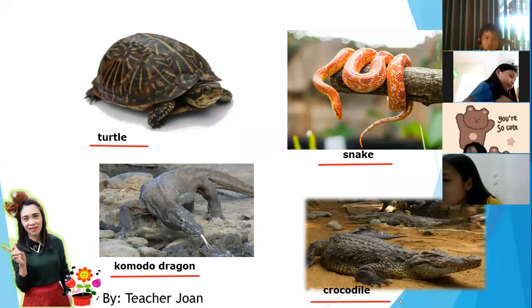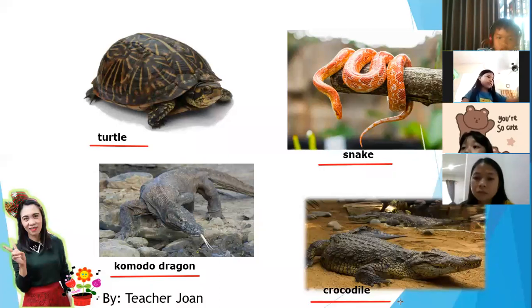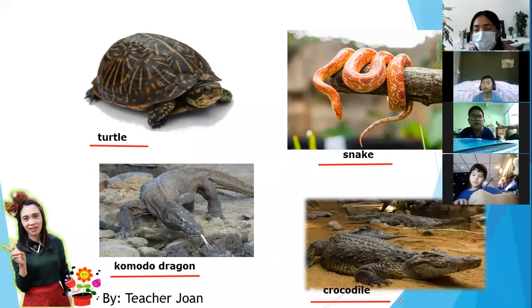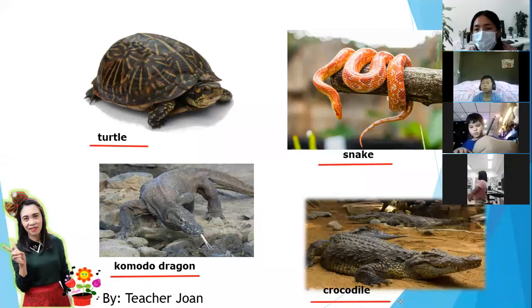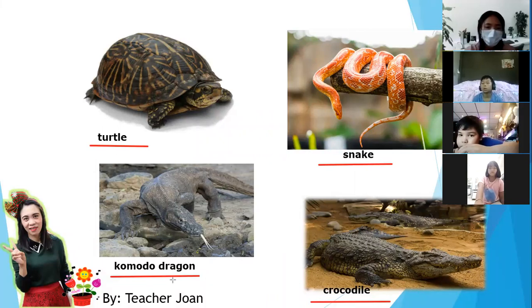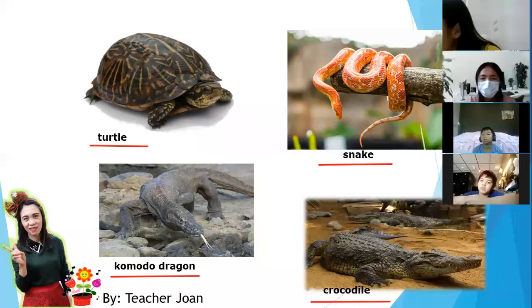Next, Aideen, please. Aideen, unmute your microphone. Aideen, you there? Aideen cannot unmute the microphone. Okay, next. Pumet, unmute your microphone, please. Bon, don't draw. I'm looking at you, Bon. Pumet? Turtle, okay. Snake, Komodo dragon, and crocodile. Very good, okay.